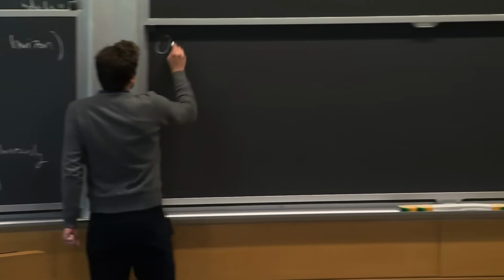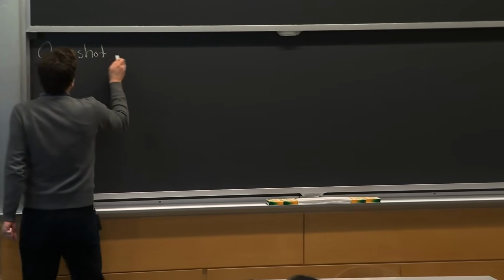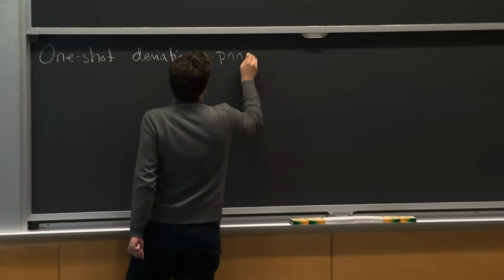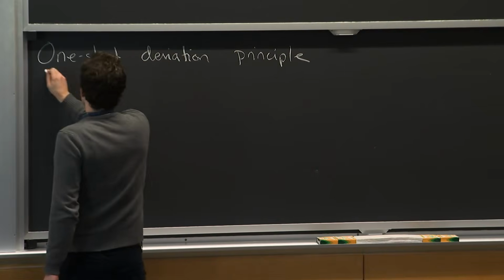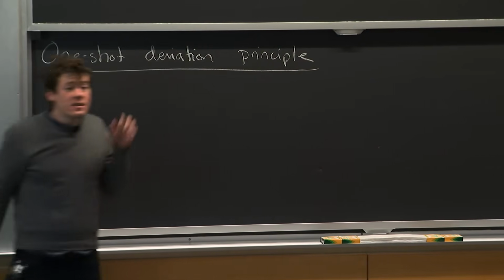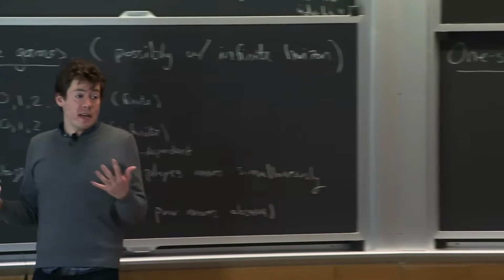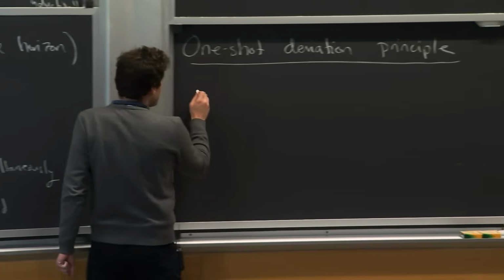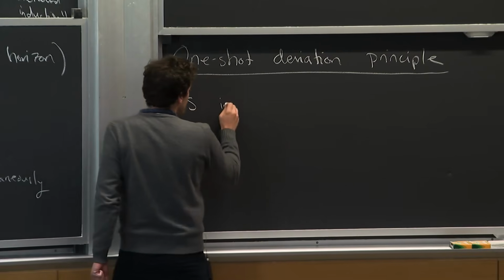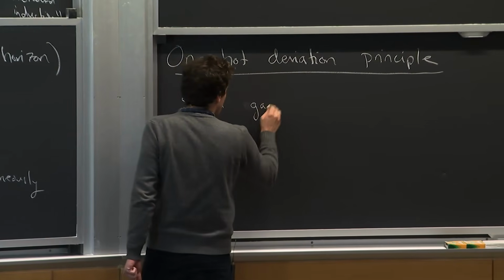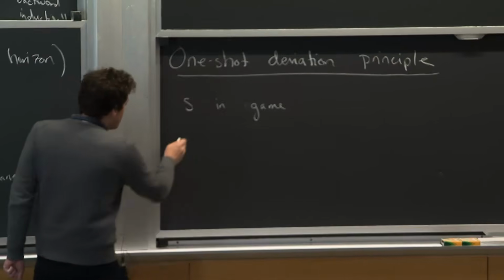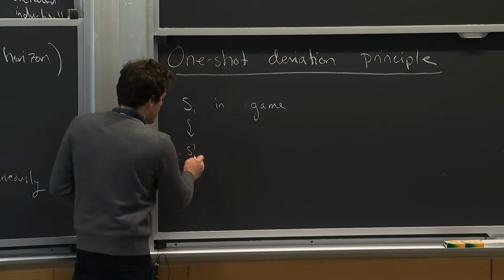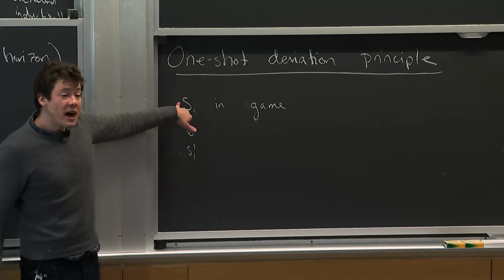So the next result is what's called the one-shot deviation principle. And maybe it's helpful to first, before I state the result, describe what I mean by a one-shot deviation. So what is a one-shot deviation? Well, let's suppose a player has some strategy S_i in a multi-stage game. And I want to say, what does it mean for S_i prime to be a one-shot deviation from S_i?